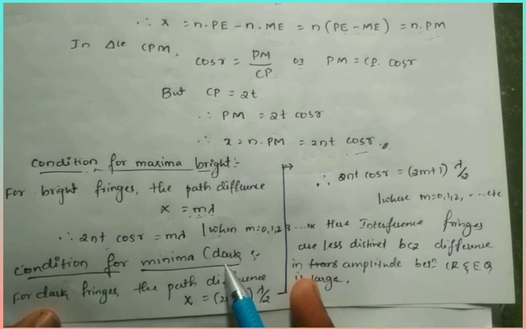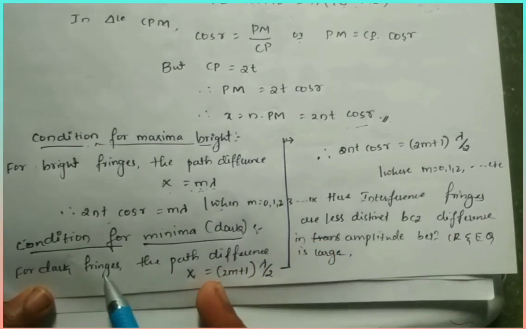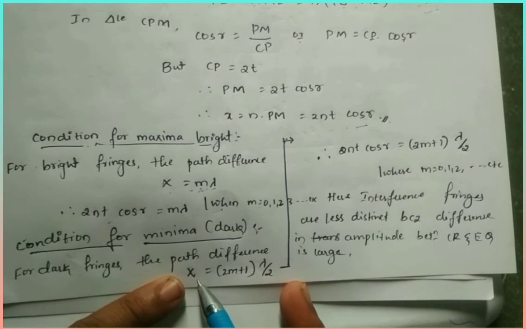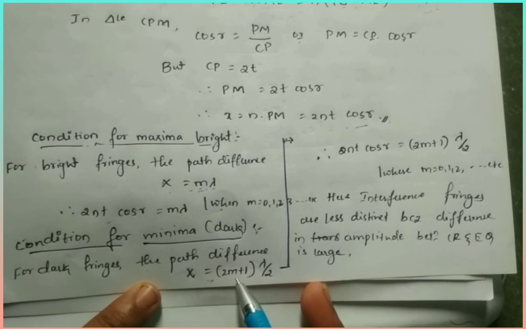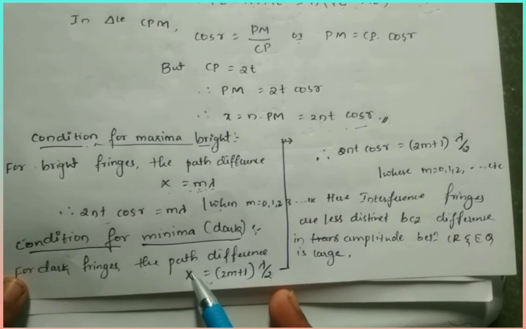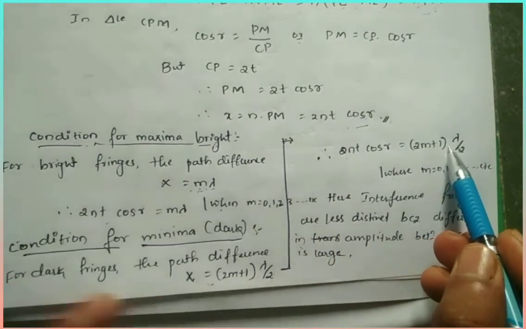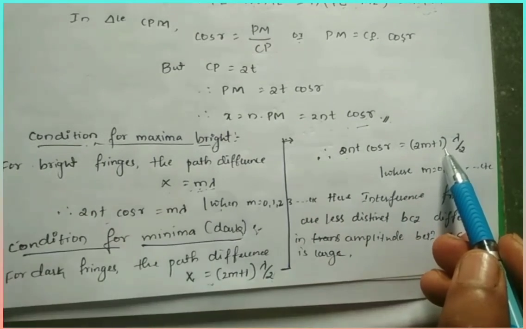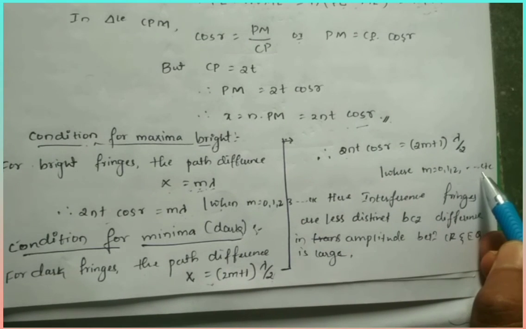Now the condition for minima or dark fringes. For dark fringes, the path difference, as we already discussed in the last topic, interference in thin film due to reflected light, is x equal to (2m plus 1) lambda by 2. The x value is 2nt cos r. Therefore 2nt cos r equal to (2m plus 1) lambda by 2, where m equal to 0, 1, 2, 3 etc.